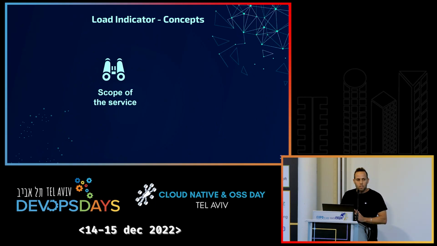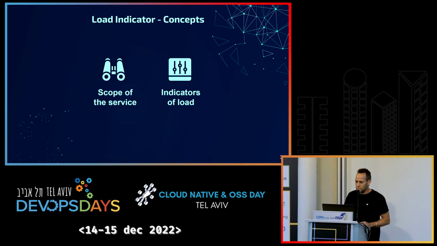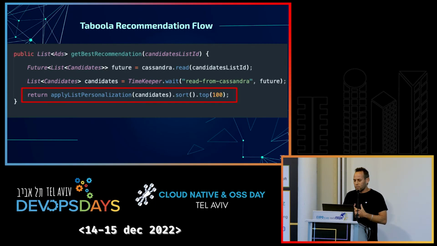The load indicator doesn't look at the SLA on the scope of a single request, but looks at it on the scope of the entire service. It also has many indicators of what load is, and it knows in real time what the load on our service is. Now let's look at our code to understand how it does it.